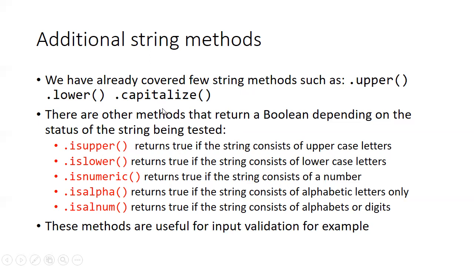The ones above actually do a conversion on the string. The ones below, they are Boolean. And so the Boolean methods just return a value of true or false, depending on the status of the string. So if the string is all uppercase, then whatever the string name dot isupper will return true. Likewise, is it uppercase? Is it lowercase? Is it numeric? Is it alpha, which means is it made up of alphabet letters, or is it all numeric? Which includes alphanumeric, which includes alphabets and digits.